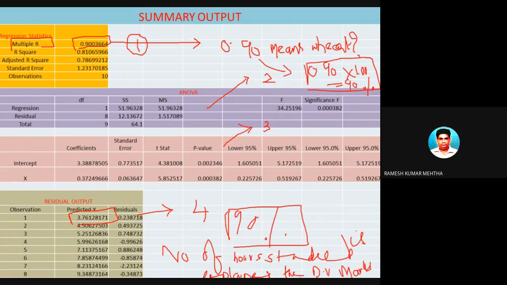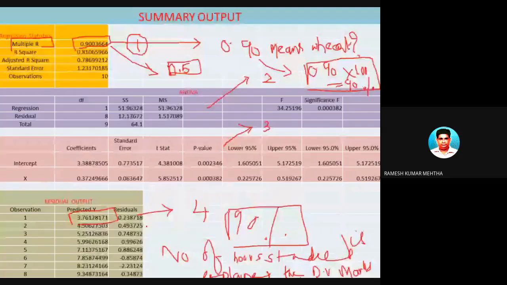If this particular figure is something like 0.5 and above, then it's a very good model. We call it a very good model because 50% of the dependent variable is explained by, in this case, only one independent variable I have taken. So any variation in the dependent variable is explained by the independent variable, and in this case we got the answer 90%. So 90% means what?